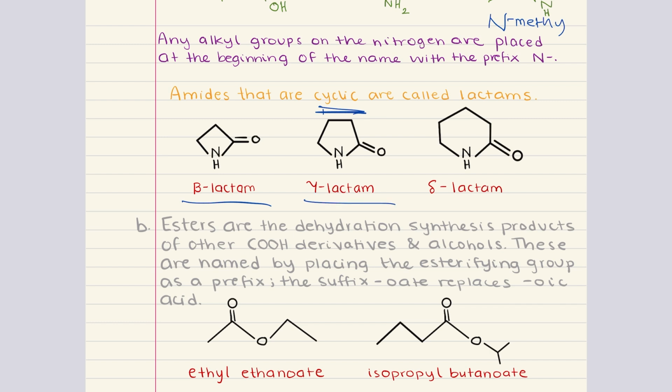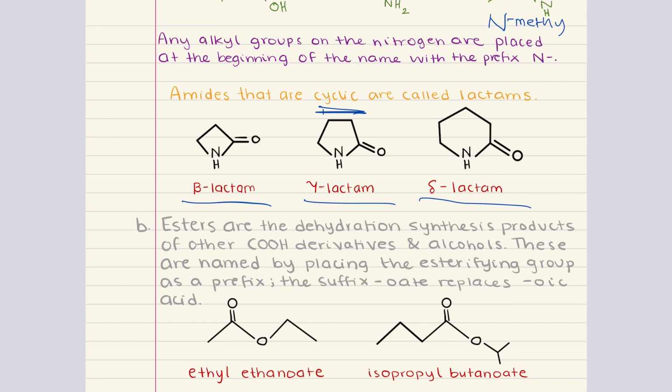Then we can have a gamma lactam. This is a five-membered ring with the nitrogen located on the gamma carbon. A delta lactam is a six-membered ring with the nitrogen located on the delta carbon. The Greek letter corresponds to the number of carbon atoms separating the carbonyl carbon and the nitrogen atom.